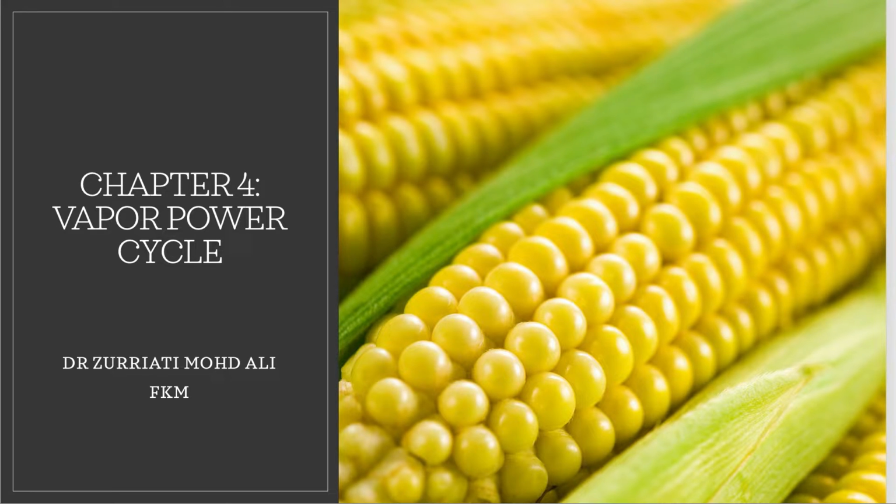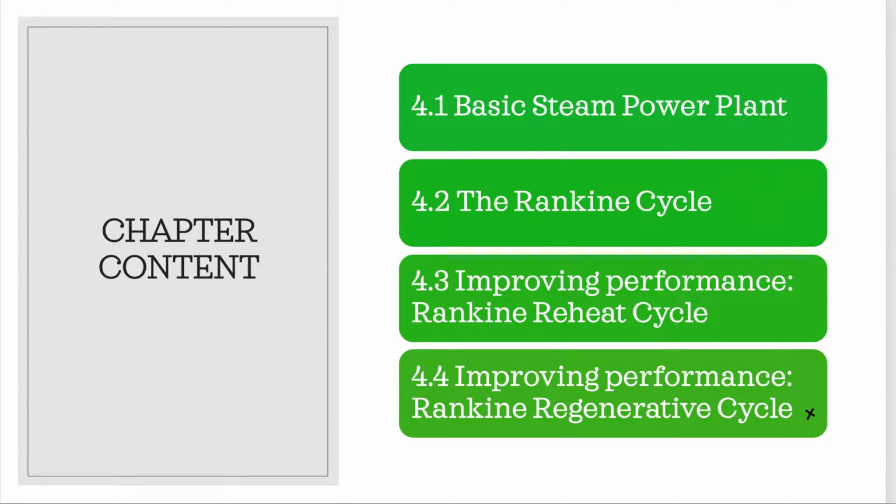Today we will discuss chapter 4, vapor power cycle. So the content of the chapter is 4.1, basic steam power plant, 4.2, the Rankine cycle, 4.3, improving performance, Rankine reheat cycle, and 4.4, improving performance in Rankine regenerative cycle, which is not included in this topic.